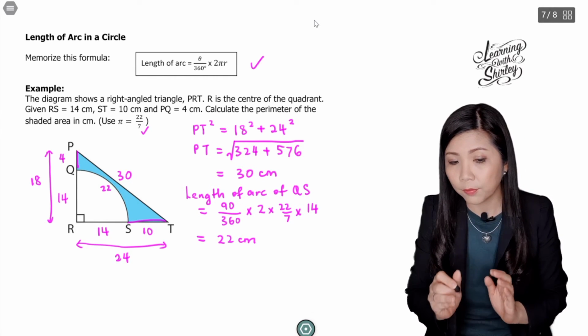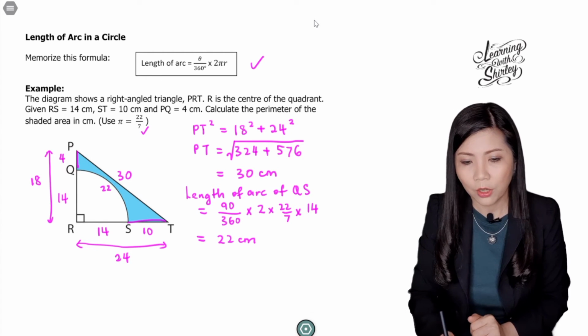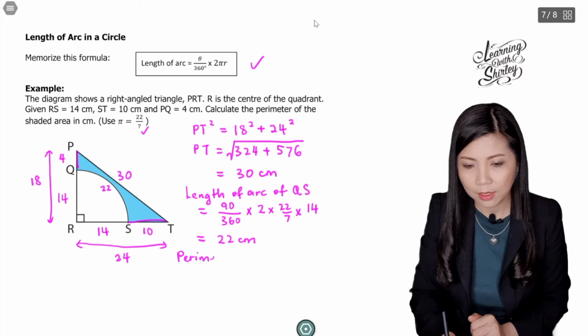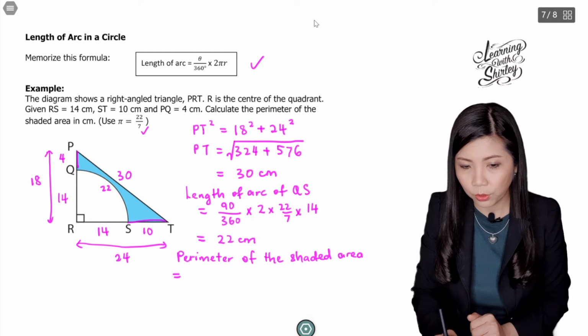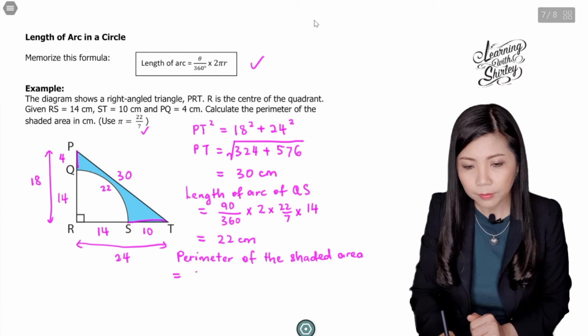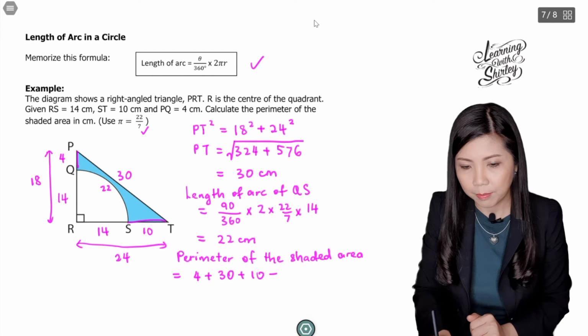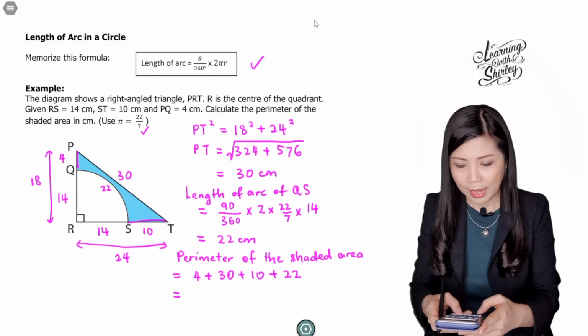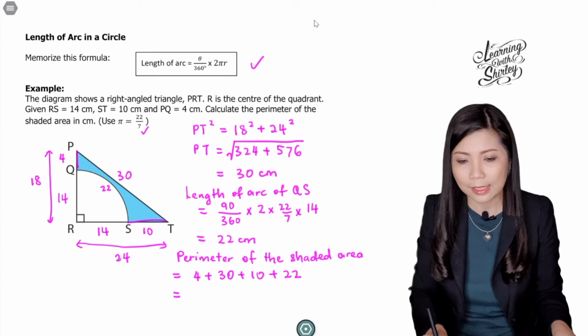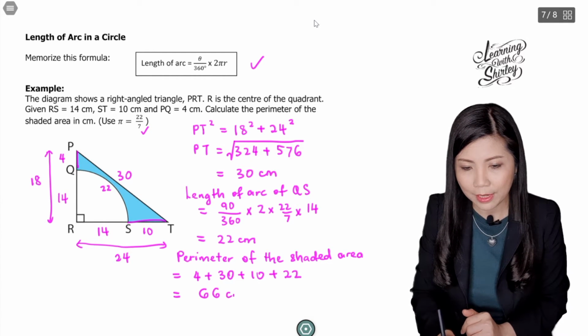Okay, so now we have all the 4 sides, we can find the perimeter. Okay, so the perimeter of the shaded area is equals to, I'm going to add up all the 4 sides together. So 4 plus 30 plus 10 plus 22, okay? So let's calculate. So 4 plus 30 plus 10 plus 22 is equals to 66 cm. So 66 cm is the answer.